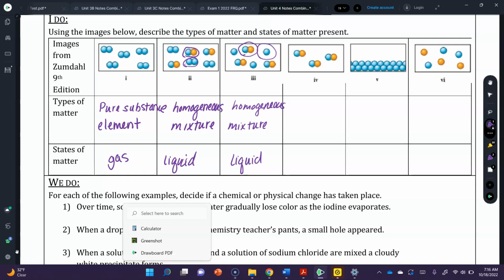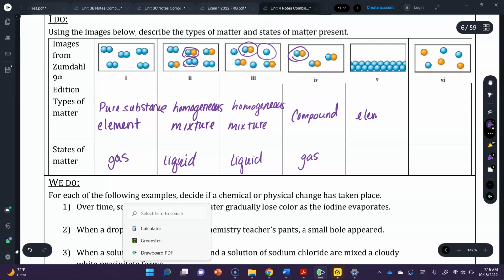Looking at the next one, we see we have a compound. So a pure substance, and it is a compound because we don't have anything else besides the blue and the orange combination. And we can say that this is probably a gas. Looking at the next one, we see we only have the blue circles, and so that would be an element, which is a pure substance. And then moving down, we have a very regular arrangement, and it is not filling the container, so we can say that this is a solid.